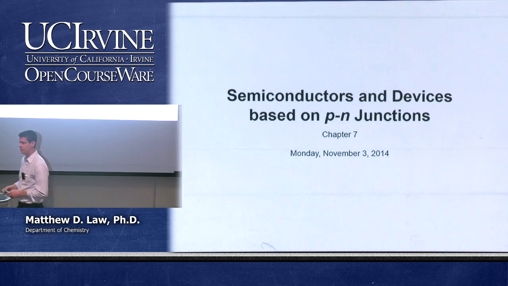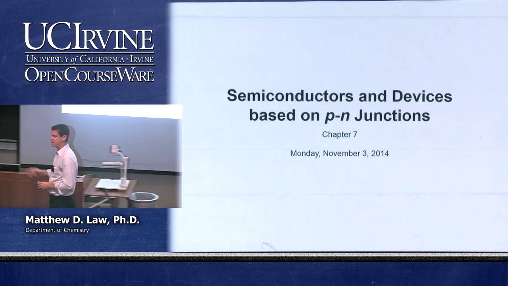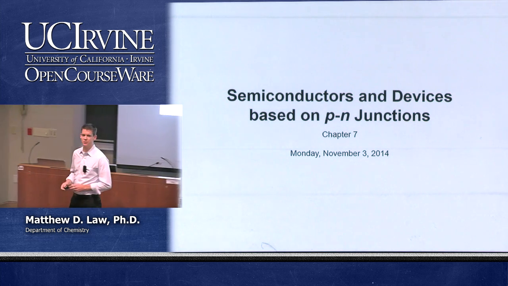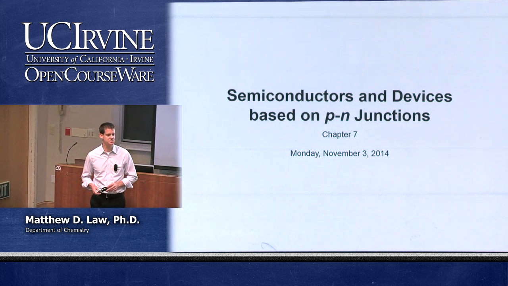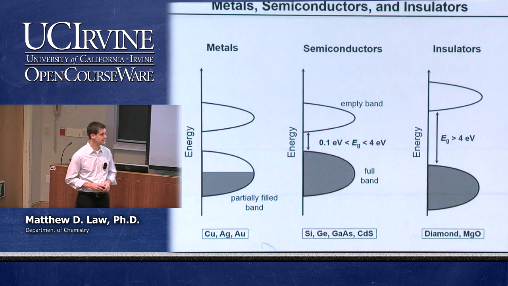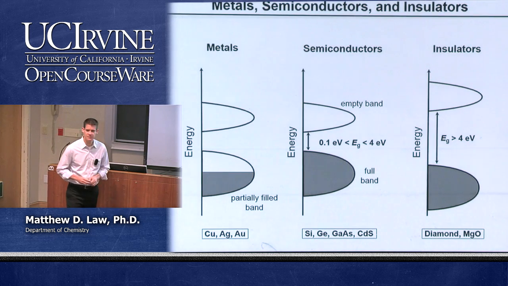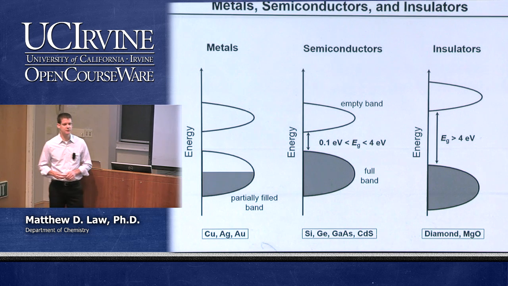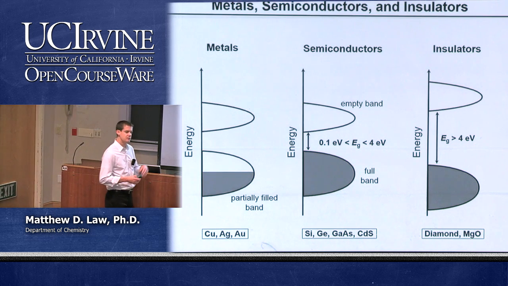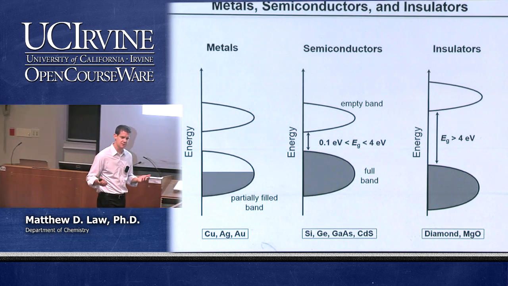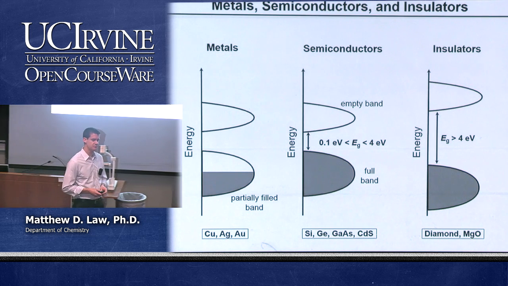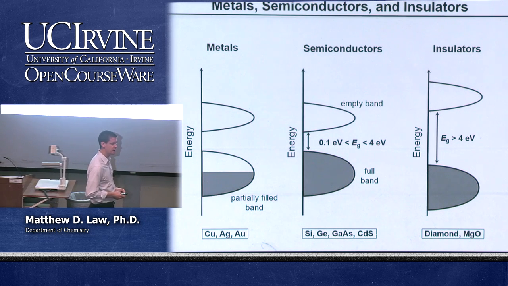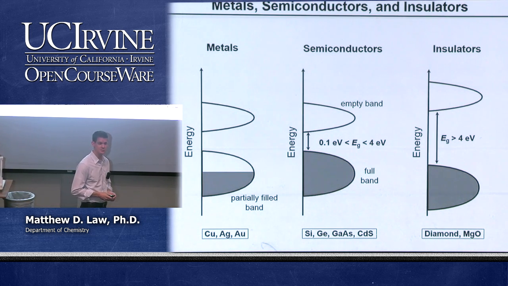Okay. All right. What we're going to do today is talk about semiconductors and one of the basic building blocks of the semiconductor device, which is called the p-n junction. And we ended up last time basically on this slide talking about the fundamental differences between three different classes of solids, okay, according to their electronic structure, and as to how they conduct or whether they conduct electricity well.